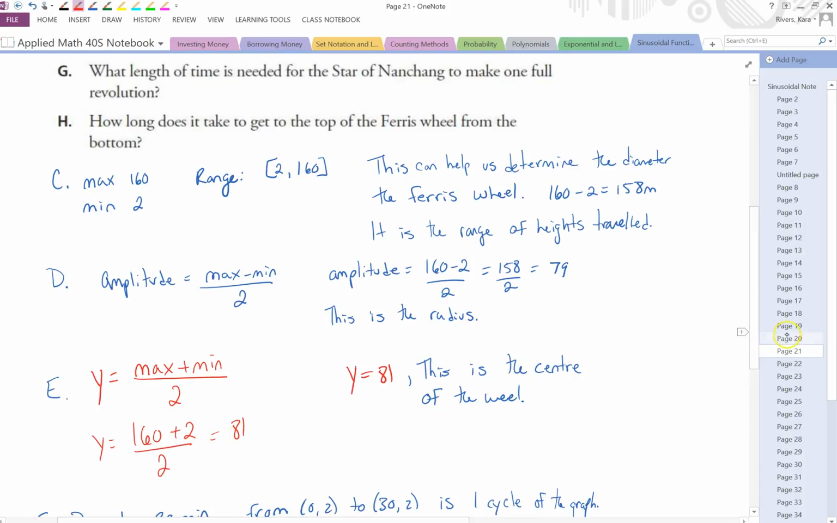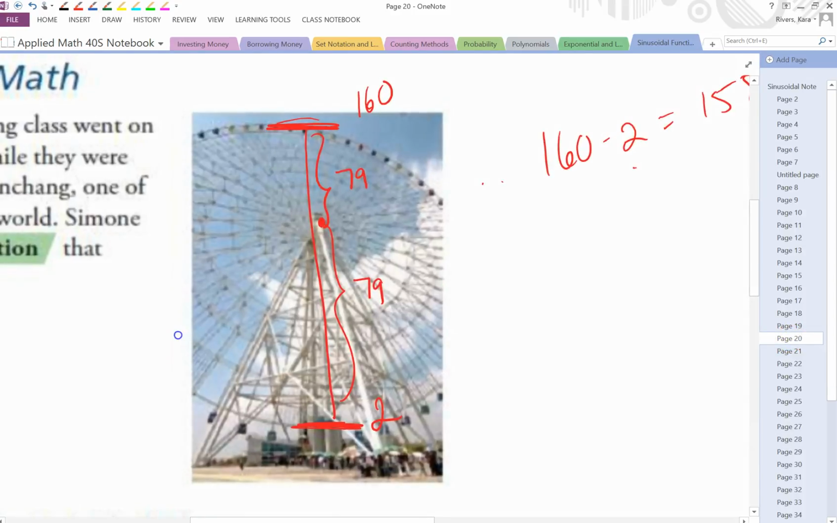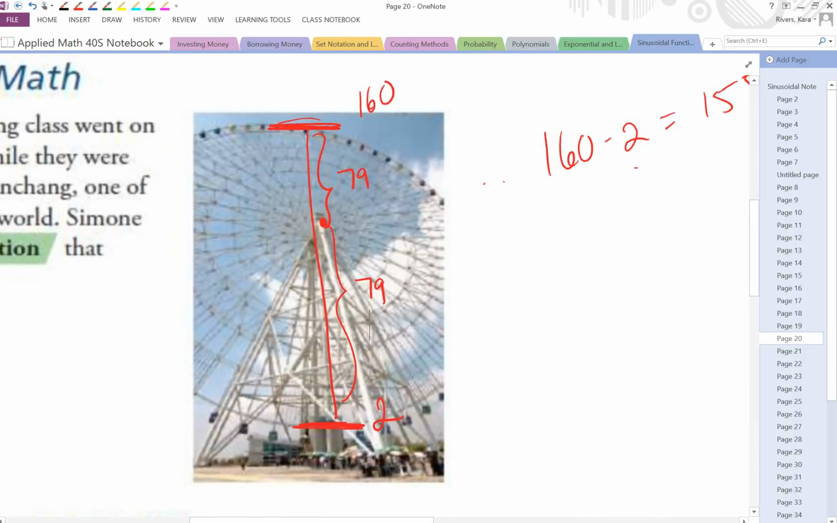Now we can look at the picture on the other page, and we can see that this is the center of the wheel. So if I look at this picture again, right? Because we're 2 meters off the ground, that's 79, right? Up to here is 79. But if we want to know from the center all the way to the ground, that would be our 79 plus that extra 2. And that's where that 81 is coming from for the center of the graph, the center of the Ferris wheel.